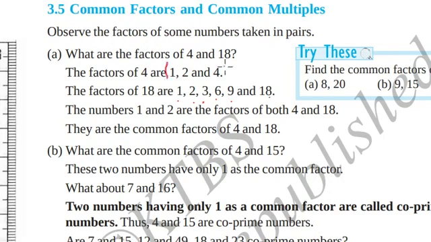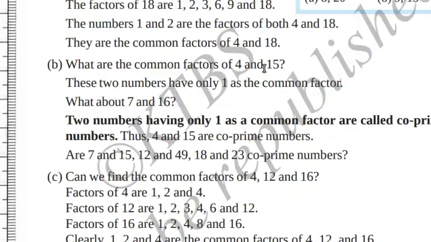Can you notice the common factors between these two numbers? 1 is common, 2 is common. That's it. 1 and 2 are common factors for both 4 and 18. We say this as the common factors of 4 and 18 is 1 and 2.